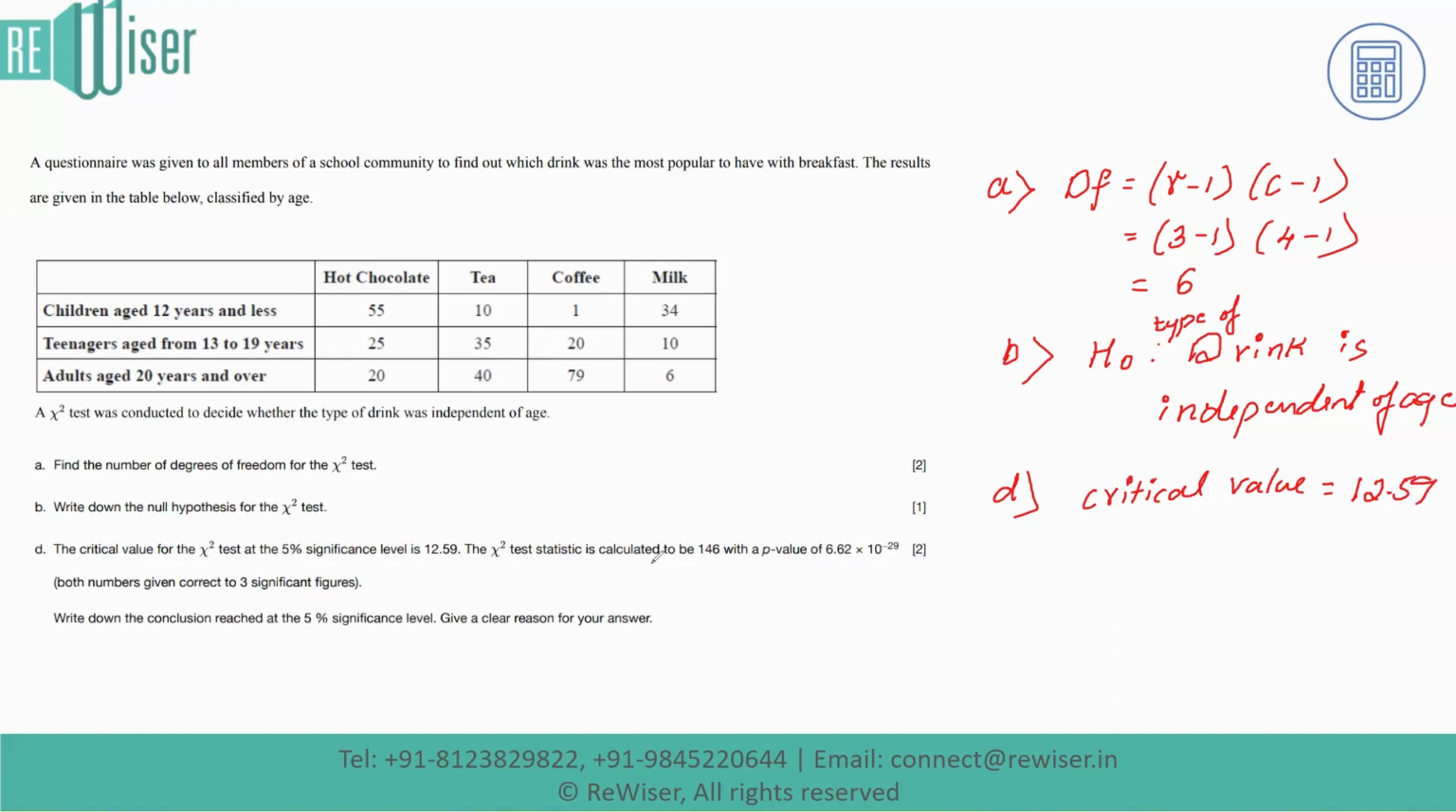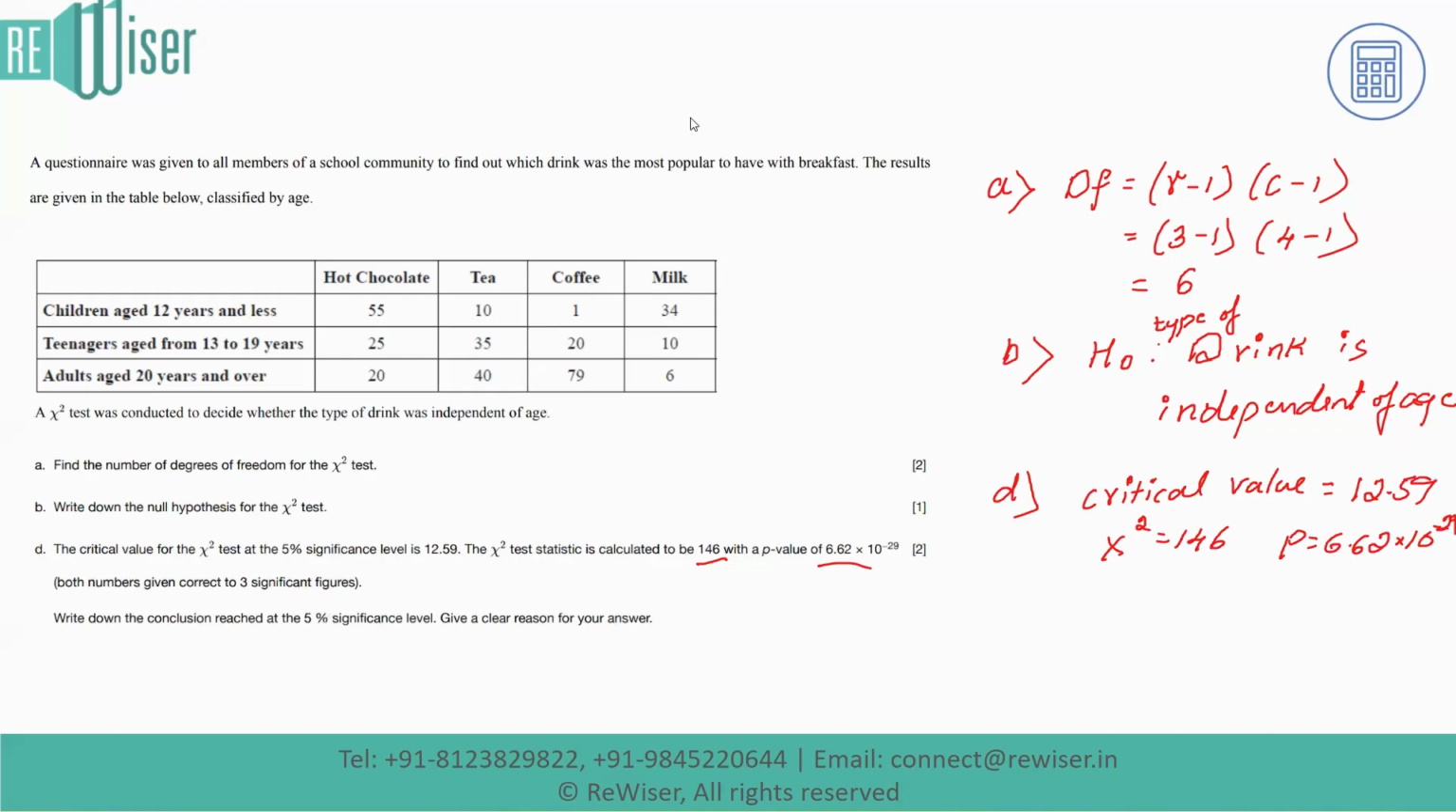The chi-square test statistic is calculated to be 146, with the p-value being this. So we got the chi-square value as 146, and the p-value is something like 6.62 times 10 to the power of minus 29. Now write down the conclusion reached for the 5% significance level.